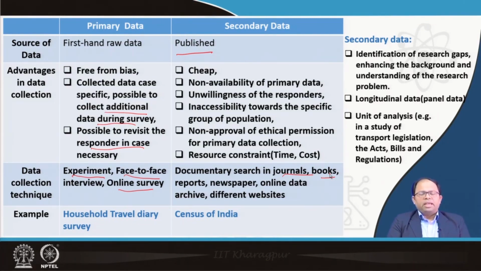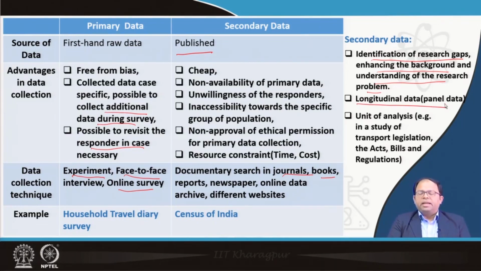Even though either primary data or secondary data could be utilized, in most cases we use both. Secondary data is usually required to identify the research gaps, and to enhance the background and understanding of the research problem. So by studying the secondary data sources, we can understand which areas have already been covered, and identify which areas have not been covered, and that we can cover in our surveys. We can also get longitudinal data or panel data.